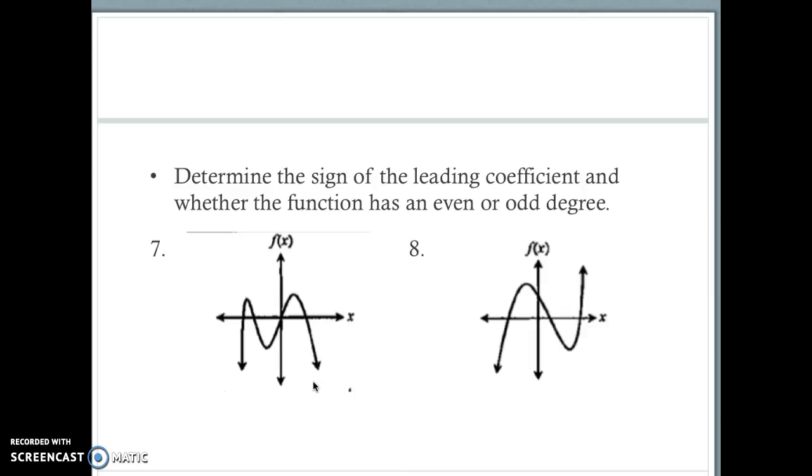Number 8, we can see that it's that kind of quintic or cubic. It's going opposite directions. So we look at the arrows: it's going down when x is negative infinity, and it's going up when x is positive infinity. So it's a positive leading coefficient and odd degree.